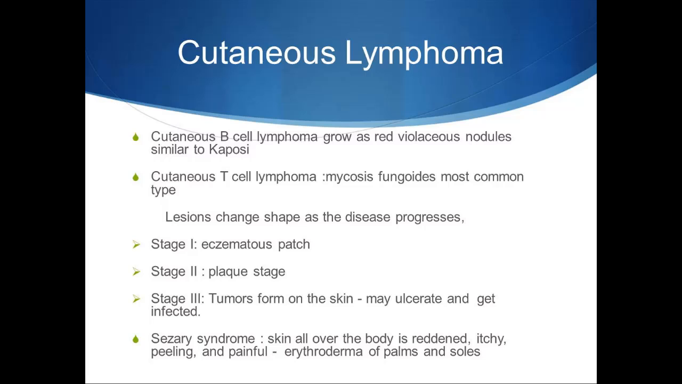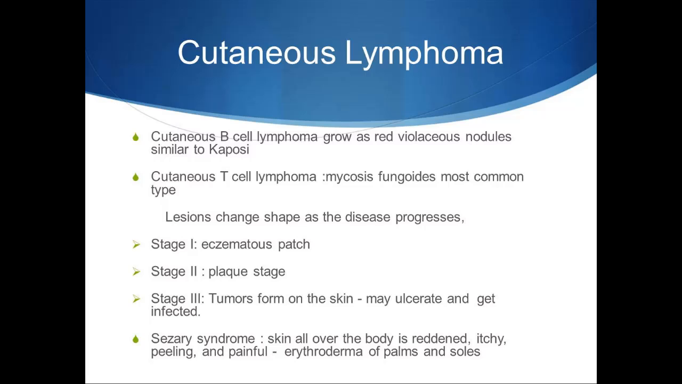And now moving to a rare but very important disease, the cutaneous lymphomas. Cutaneous lymphomas can be caused by B cells or T cells. A cutaneous B cell lymphoma usually looks like Kaposi sarcoma, with violaceous red nodules. As for the T cell lymphoma, the most common form is mycosis fungoides. Its lesions really differ depending on the stage. In stage 1, you will have a simple eczematous patch, and it will turn out that it's an early stage of a cutaneous T cell lymphoma. Stage 2 is a plaque stage, and stage 3 is an actual mass sitting on the skin that can get ulcerated and infected.